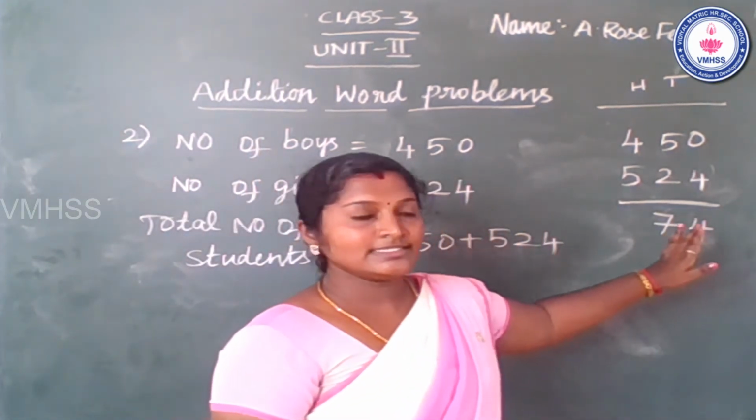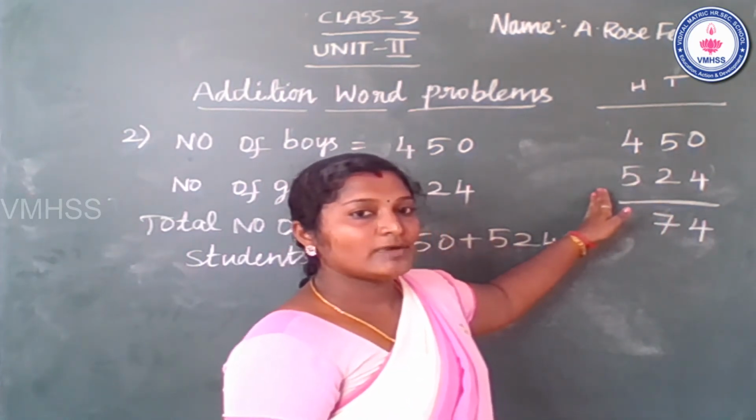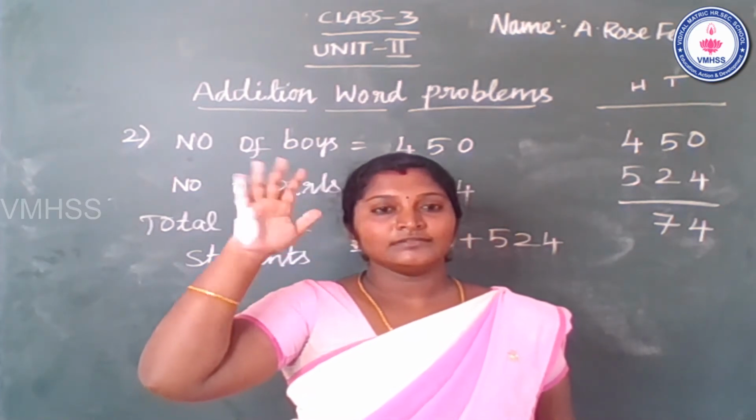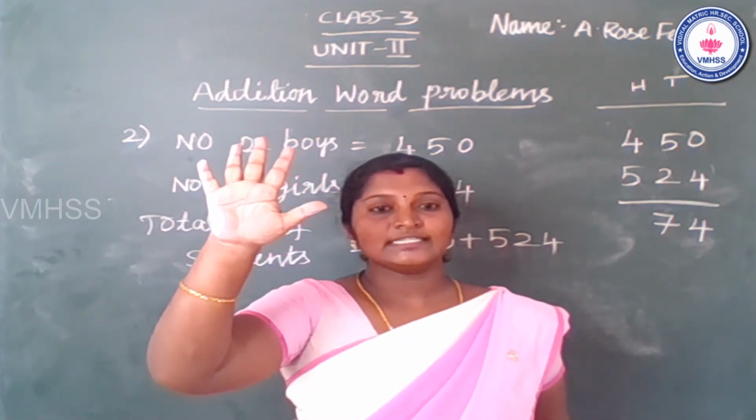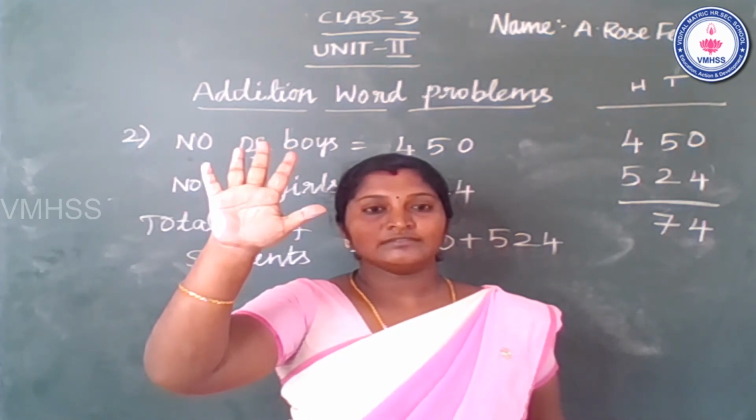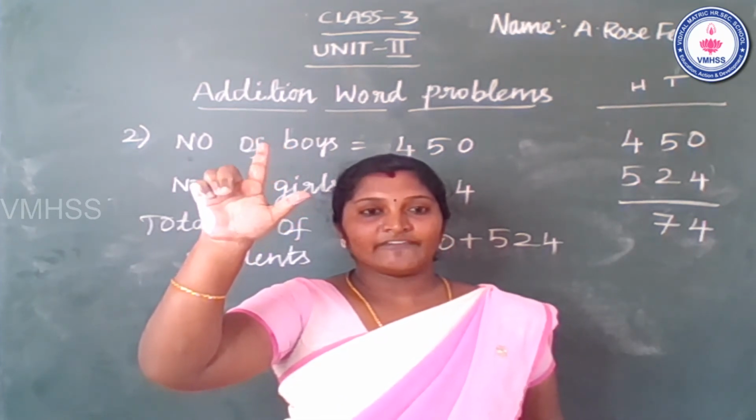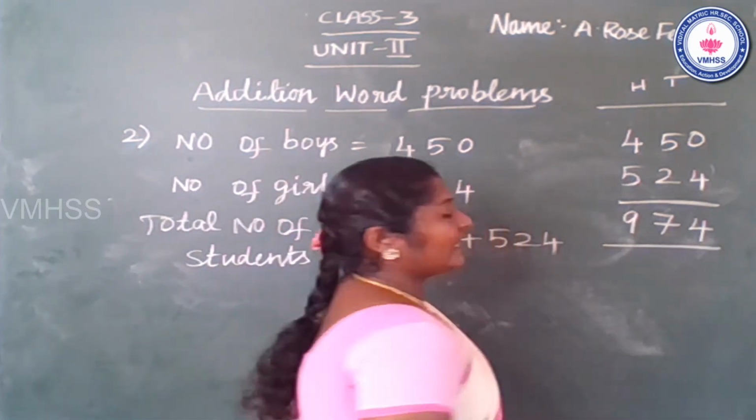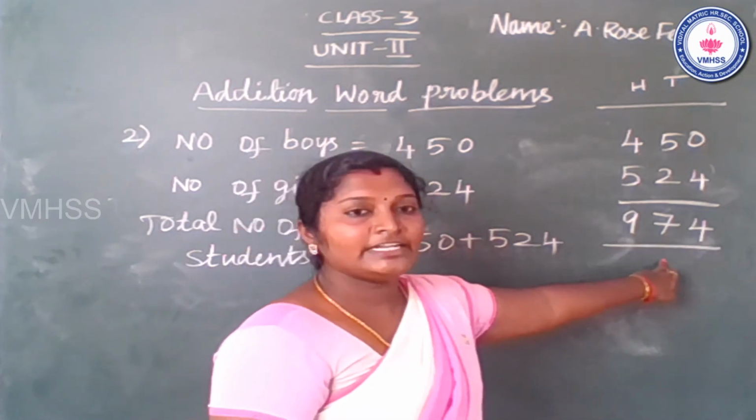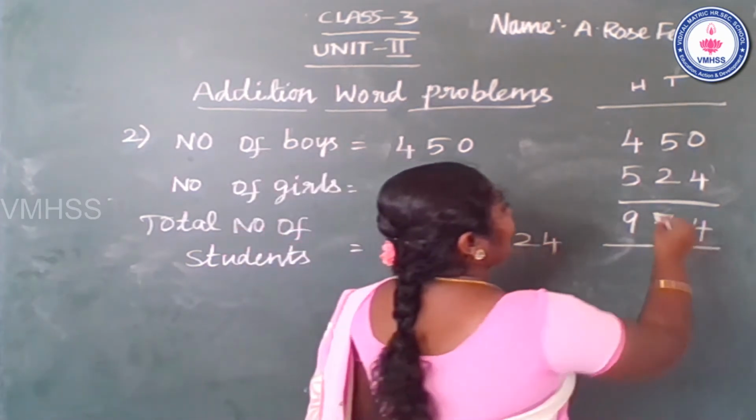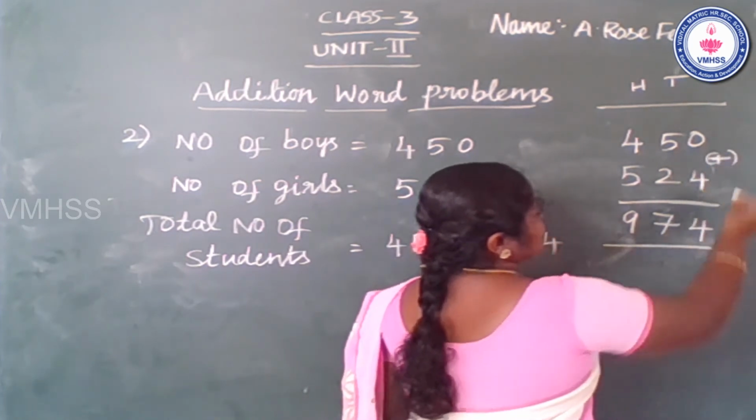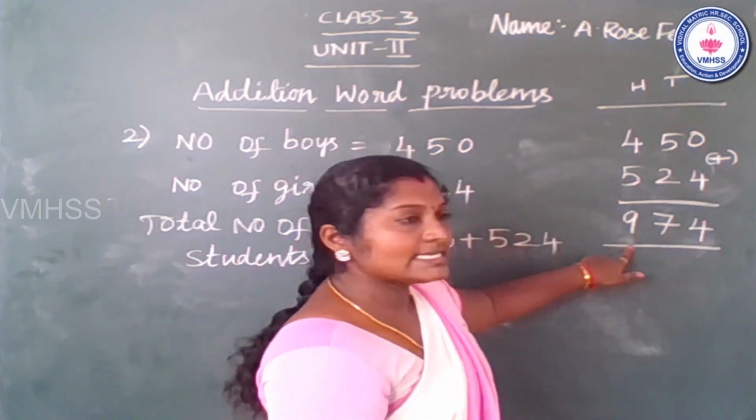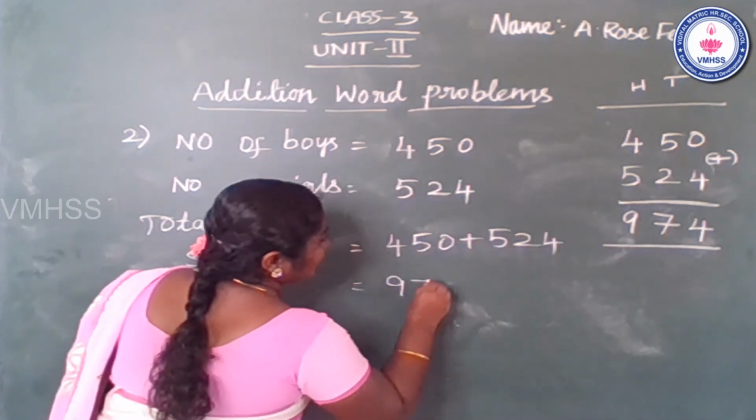7. Okay students, so what is the next number? 100 place values? 4 and 5. So 4 in the mind, rise up the 5 fingers. So 4 after, 5, 6, 7, 8 and 9. Okay. So now we get the answer 974. So 450 plus 524. Now we get the answer 974 students.